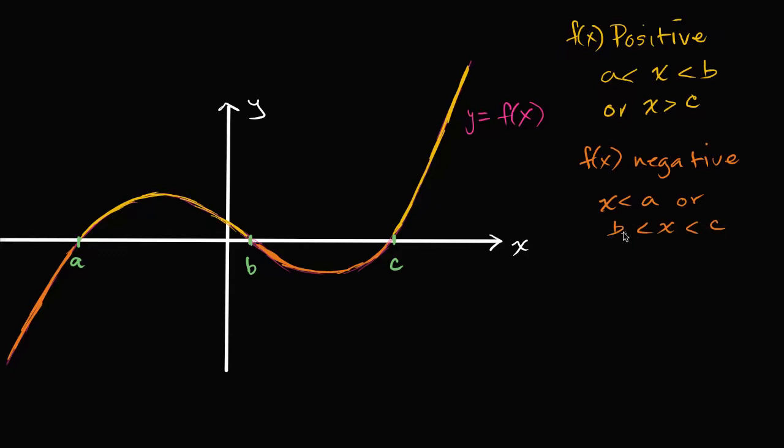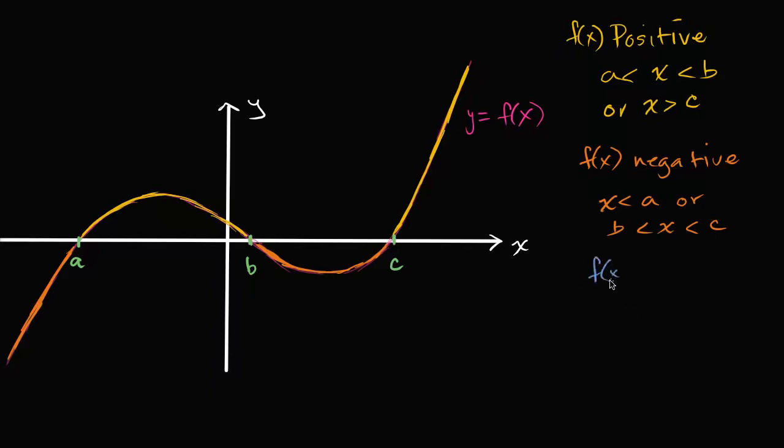And I'm not saying less than or equal to, because at b or c, the value of the function, f of b is 0, f of c is 0. That's where we are actually intersecting the x-axis. So that was reasonably straightforward. Now let's ask ourselves a different question. When is the function increasing or decreasing?